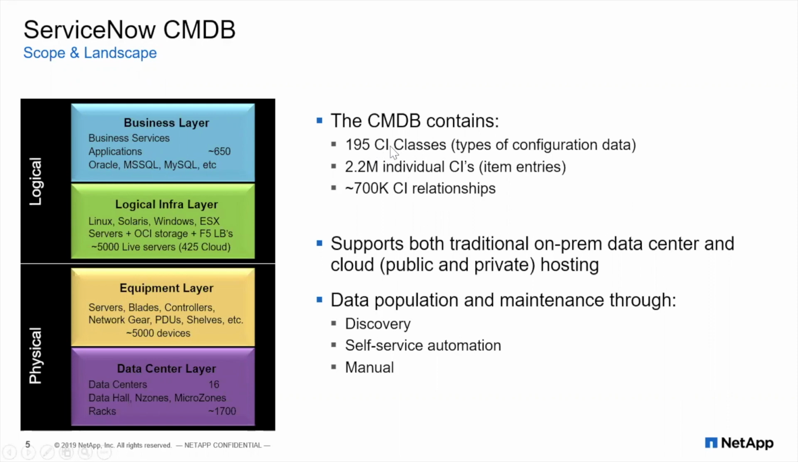ServiceNow, then this concept of a CI, a configuration item, that is something that you'd put into your CMDB, would make sense. Classes are basically types of data that you would store, like an application would be a class, and every different type of server that you would store would be a different class. And then every individual thing you put into the CMDB is a CI.